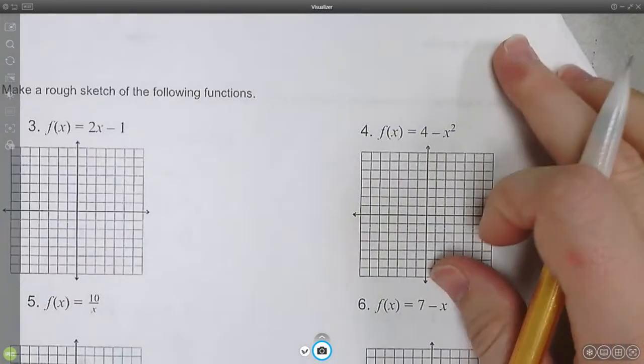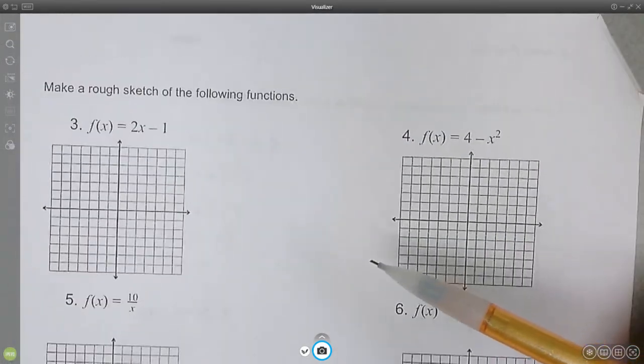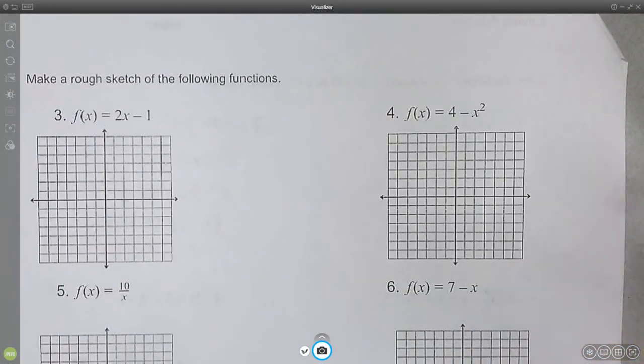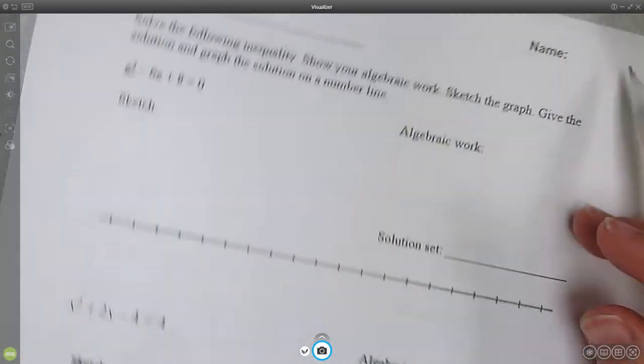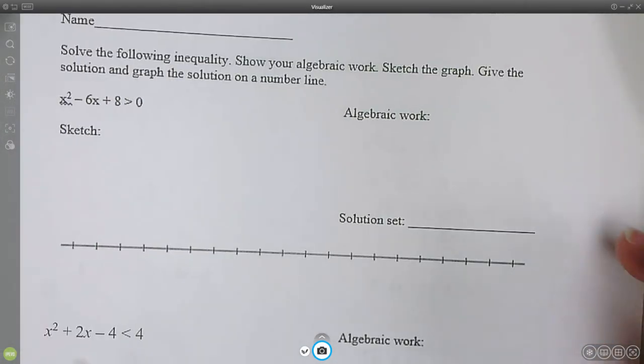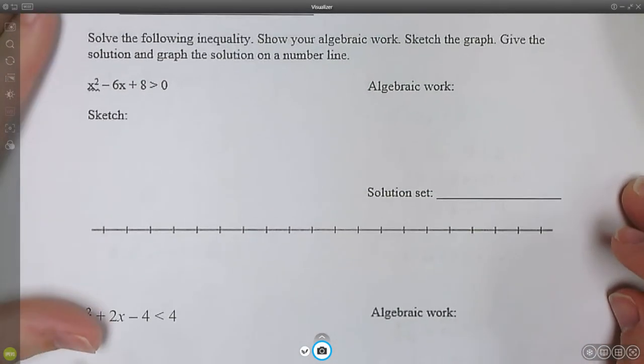Okay, so to check your rough sketches, you can just plug these into Desmos or into your graphing calculator. And then let's just do one of these quick.